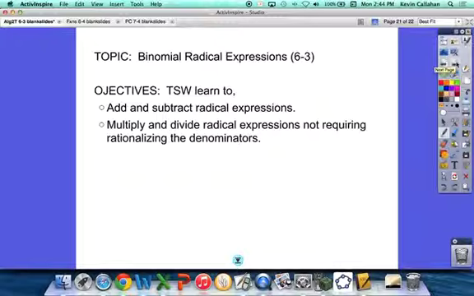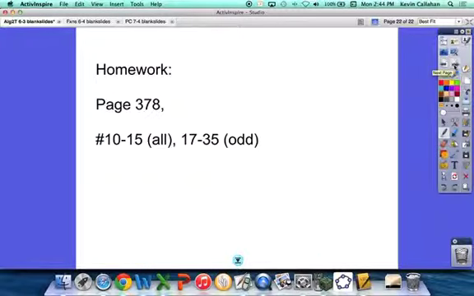Okay, so we added and subtracted. We multiplied the binomial radical expressions so that we learned how to simplify or rationalize the denominators, which is a sense of kind of dividing. And those are the homeworks.